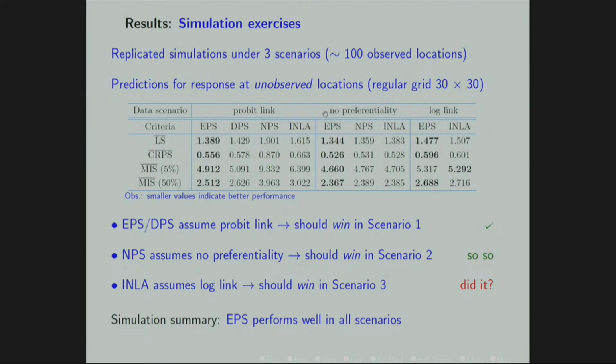Okay, so I don't want to spend too much time. Our model should do better here, and it did. The non-preferential model should do better here where there is no preference, and it kind of did alongside ours. Ours didn't do that badly. And the log link is where INLA should do well, because that's the model that they are using. That's not the model that we are using, the link, at least. And I don't know if you can declare any victory here to anybody. So the main summary from this simulation exercise is that our approach did at least as well as the other ones to handle it.